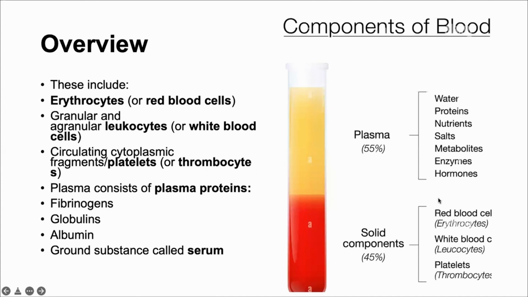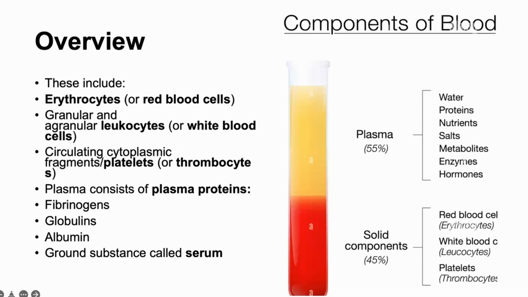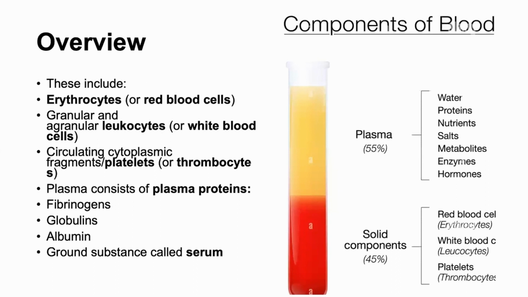Remember, we said that it's connective tissue, so you expect the protein, you expect the water, and you expect the cells, just different types of cells this time. You expect red blood cells and white blood cells, as well as fragments of cells called platelets. You also expect protein. Protein can be albumin, globulin, fibrinogen. Albumin is a protein that is very common in the blood.